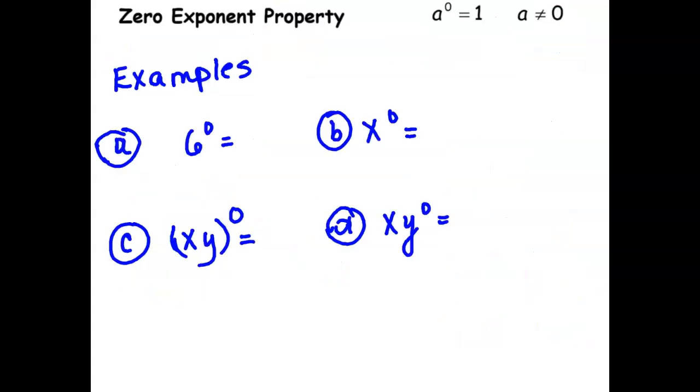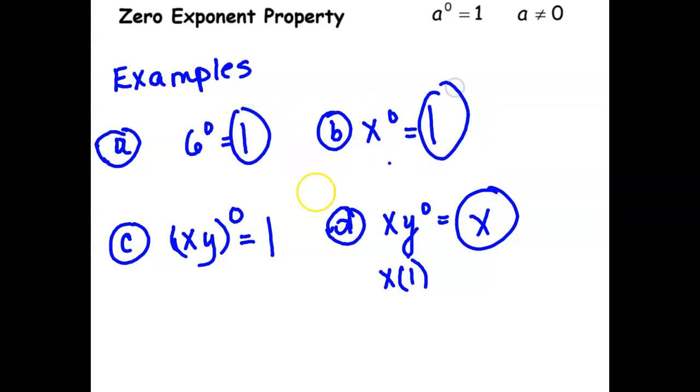Okay, so the next rule is the easy one. Anything to the 0 power is equal to 1. Okay, so 6 to the 0 power is 1. X to the 0 power is 1. XY, because it's in parentheses, it's to the 0 power, so it's equal to 1. Now be careful with D here, because y to the 0 power, only the y is to the 0 power, so this would be x times 1, and that would be equal to just x. Whoops, let me write that. So x times 1 is just equal to x in that case. All right, so that's an example of the 0 exponent property.